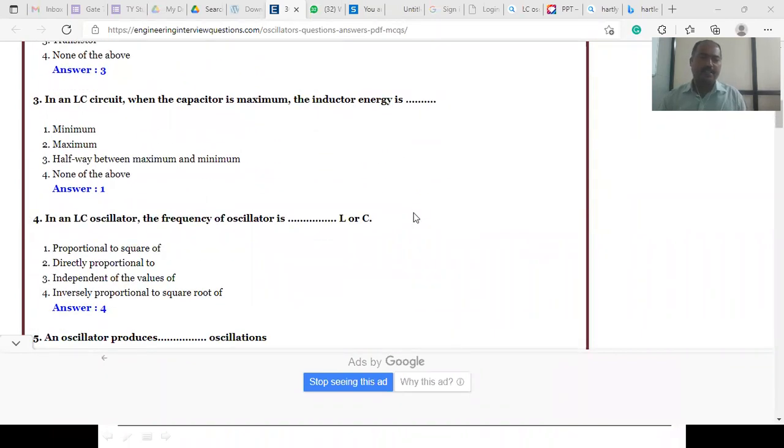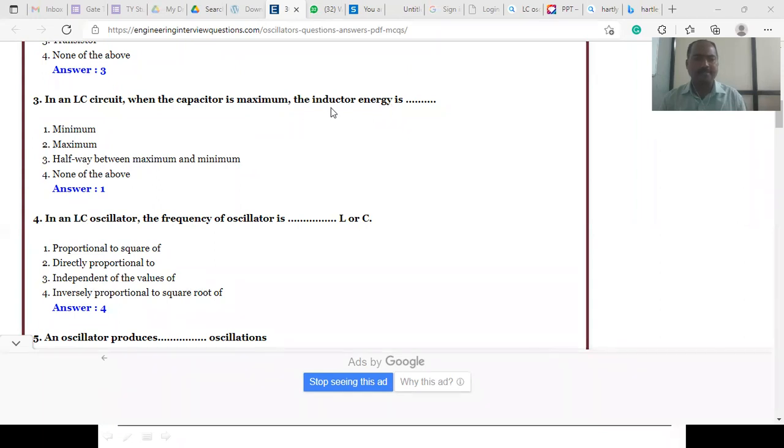In an LC circuit, when the capacitor is maximum, the inductor energy is. Now see, in an LC circuit, LC indicates inductor and capacitor. When the capacitor is maximum, it indicates that the value of the capacitor is maximum, with capacitor value in microfarads. So the inductor energy is.